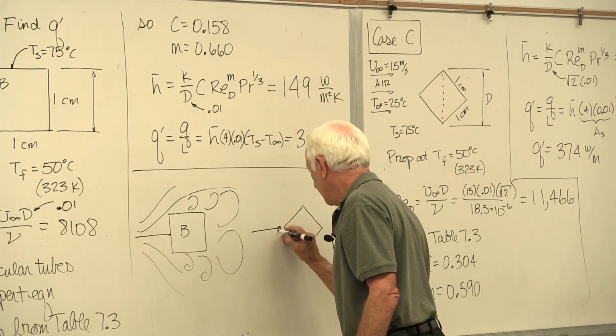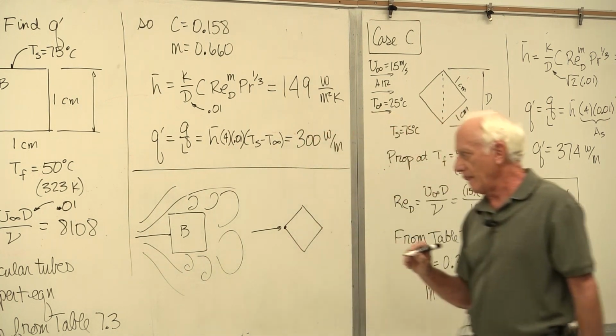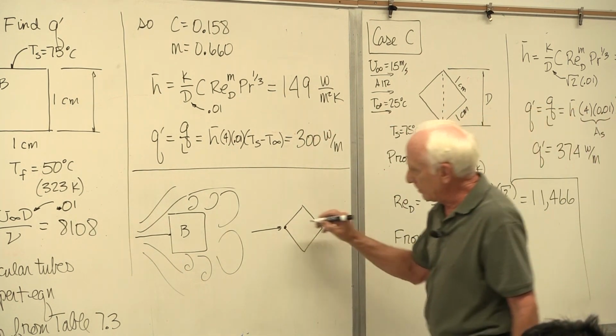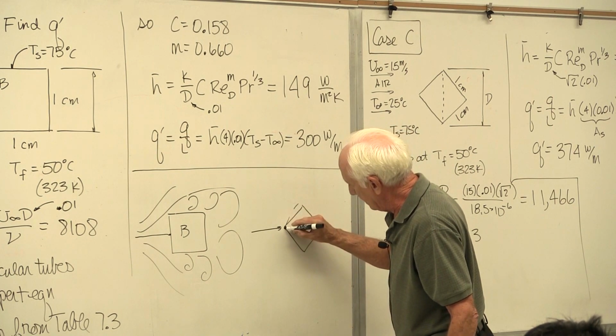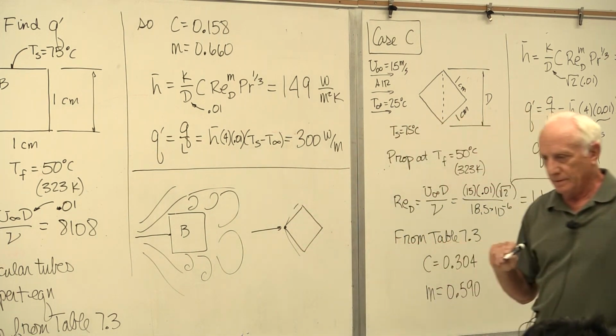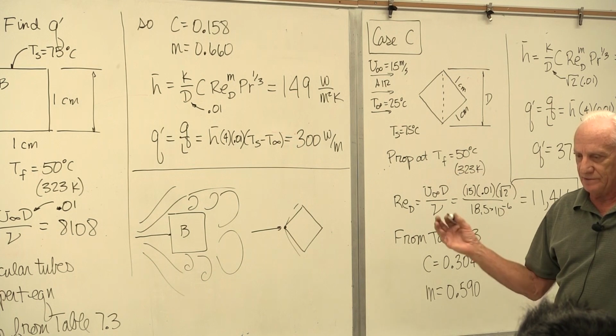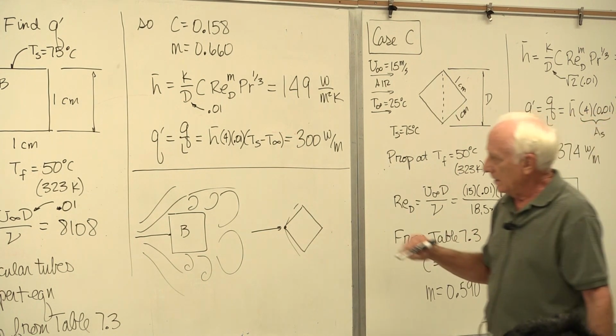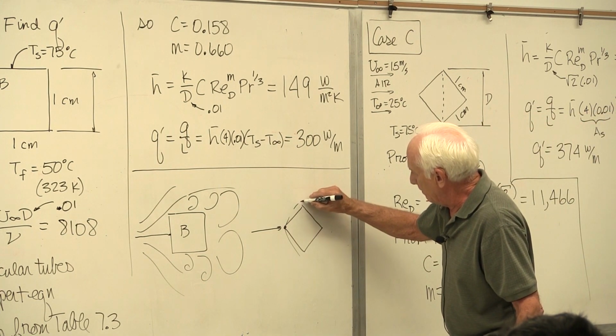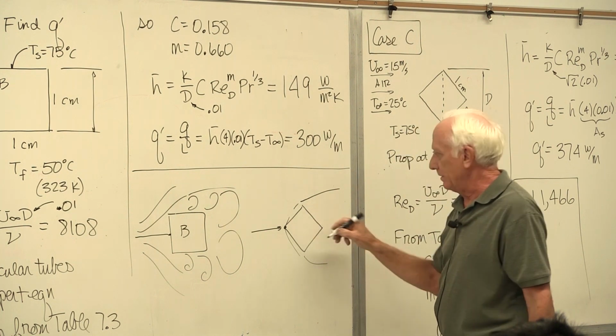Here, stagnation point right there. Maybe we get a laminar boundary layer starting to build up here and here. It might transition to turbulent, but let's just say it'll probably stay laminar. At this point, it breaks off, of course. It can't make a sharp right turn.